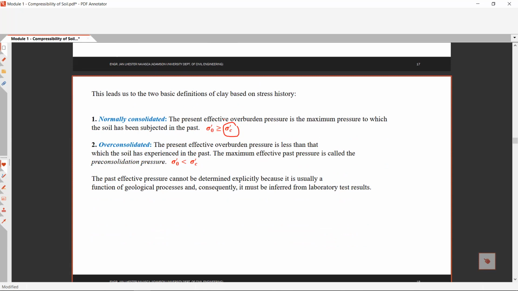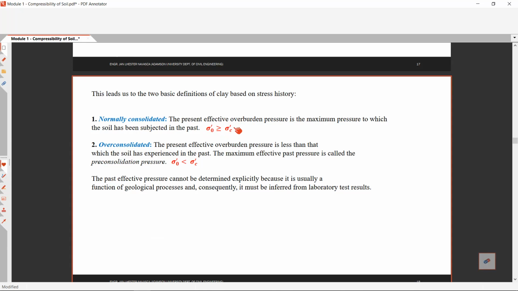So, since normally consolidated soil ka, yung new effective overburden pressure mo, then after next year naman, siya na yung magiging pre-consolidation pressure mo. Parang pinalitan niya na lang yung pre-consolidation pressure mo. Okay? That is the case for normally consolidated soils. Normal lang na napapalitan yung pre-consolidation pressure.